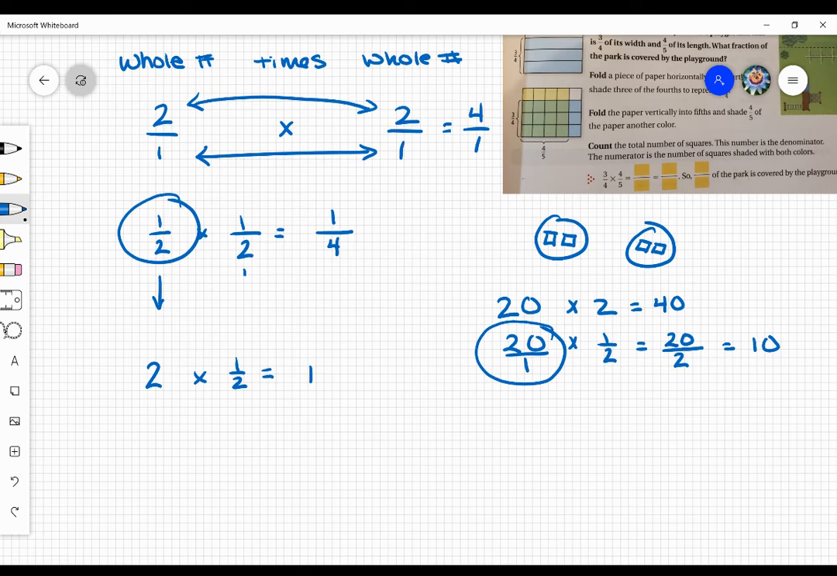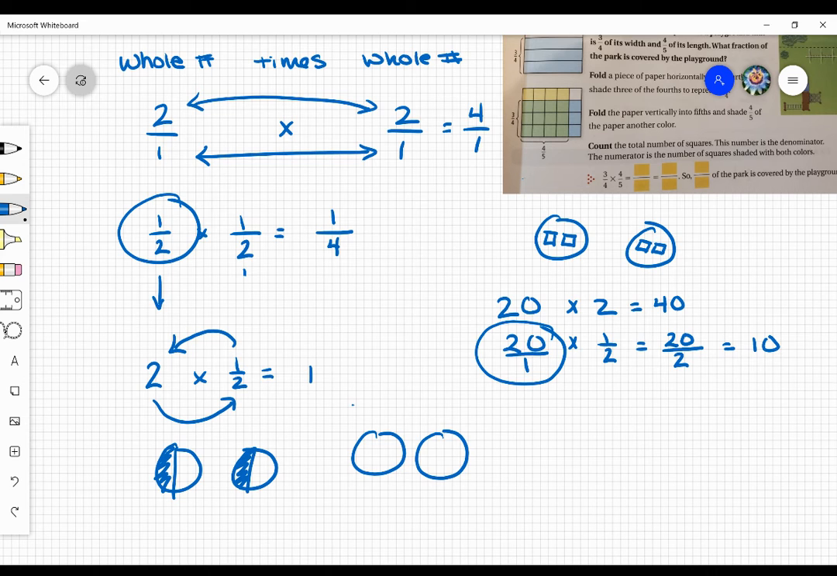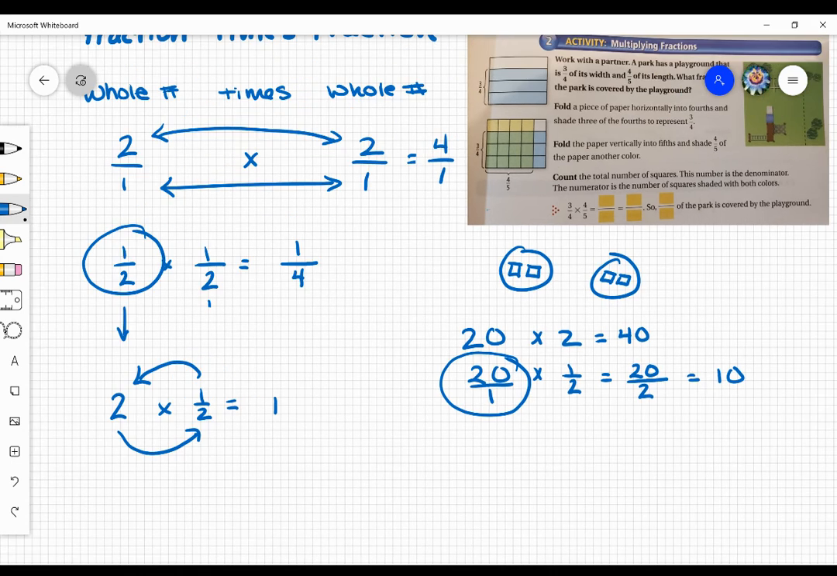We know that half of 2 is 1. But if you also had 2 halves, here's a half, here's a half, you have 1 whole. Or if you look at it this way and do half of 2, here's 2 whole things, half of it is 1 whole. So you can look at it either way. Since multiplication, the order can be switched around. You can multiply it 1/2 times 2 or 2 times 1/2 and still get the same answer here.